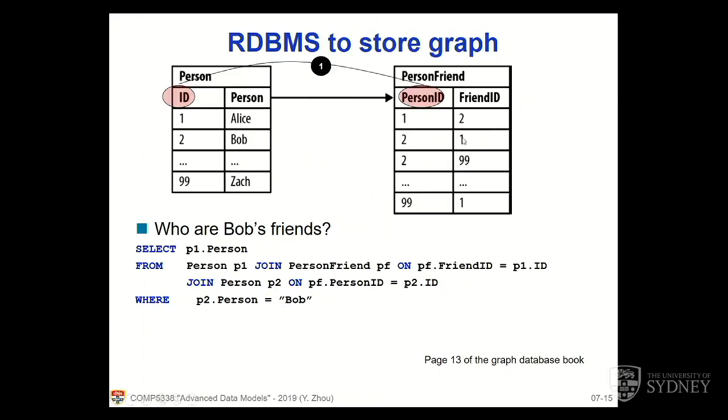And once we find out the friend's ID, we also want to find out the friend's name. To do that, we need to perform another join, and this time it's the friend's ID with this ID to find the name. So we need to do another join. And this is what it looks like.